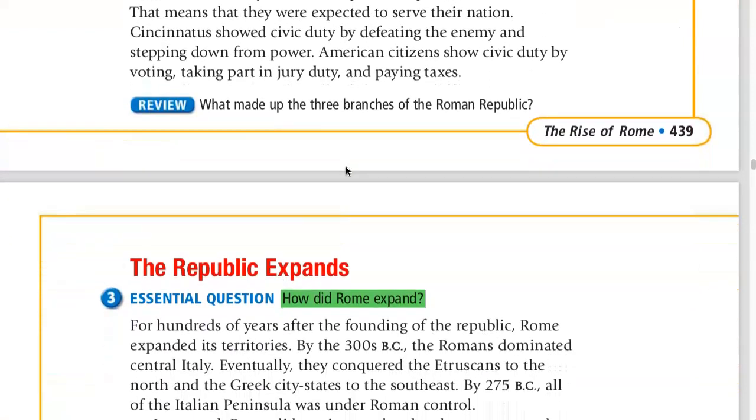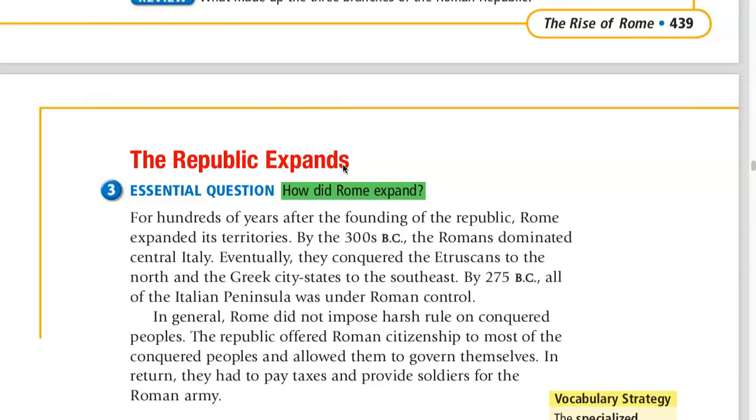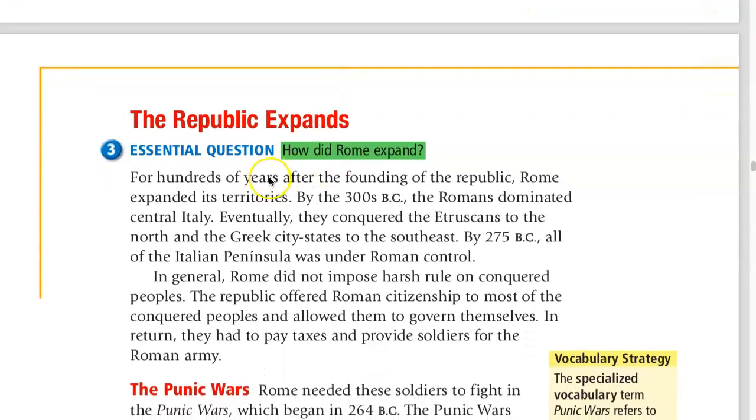Moving on, the Republic expands. How did Rome expand? For hundreds of years after the founding of the Republic, Rome expanded its territories. By the 300s BC, the Romans dominated central Italy. Eventually, they conquered the Etruscans to the north and the Greek city-states to the southeast. By 275 BC, all of the Italian peninsula was under Roman control.